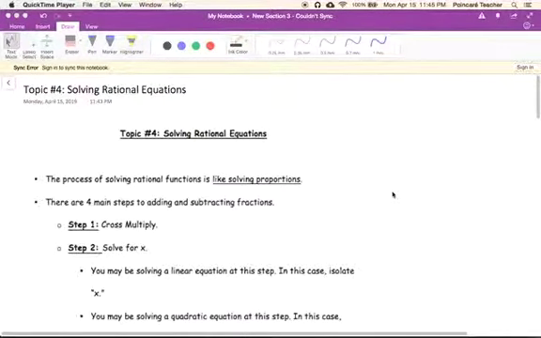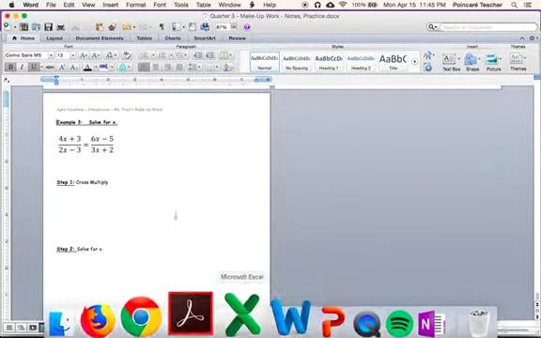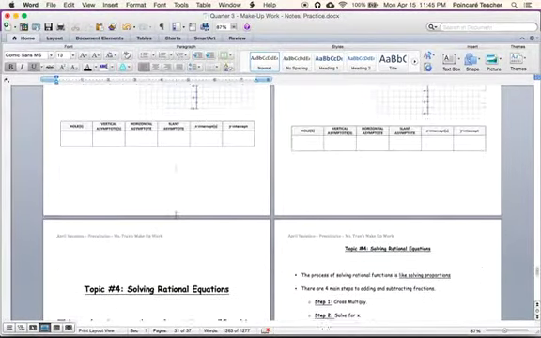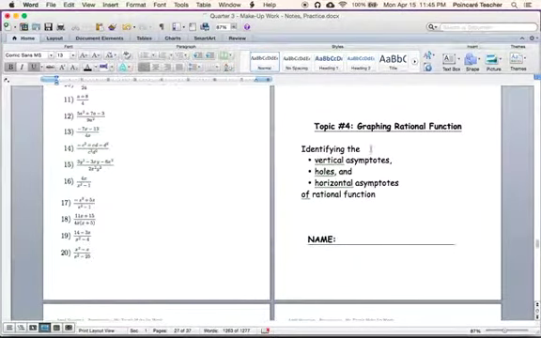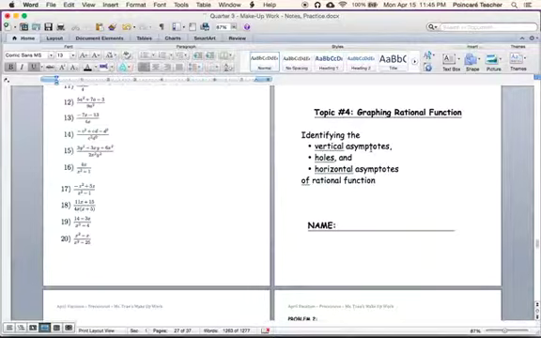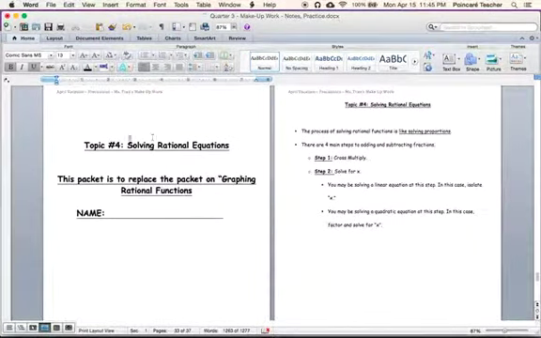Okay, so this is the lesson, and I'm going to replace what was originally topic number 4. Topic number 4 I originally had planned for you guys was graphing rational functions. So make sure that you have this new packet where topic number 4 is solving rational equations.